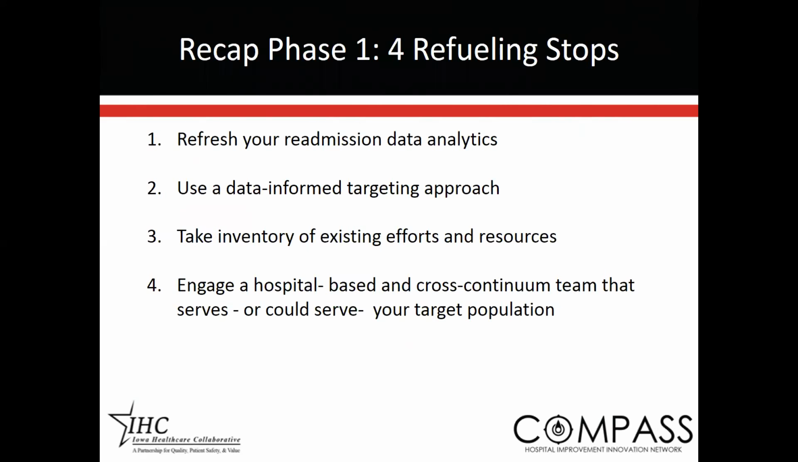Today is really about designing interventions to address the root causes of readmissions. As Kate reminded us, we had 4 refueling stops, if you will, in our phase 1, which was about looking at the data, using data to inform who your high-risk patients are, taking an inventory of your existing efforts within your hospital as well as the resources out in the community, and engaging and refreshing, building and expanding your hospital-based and cross-continuum team. Next slide.